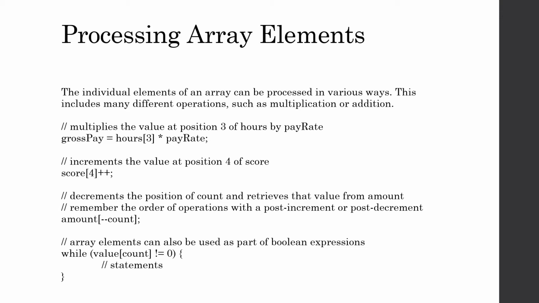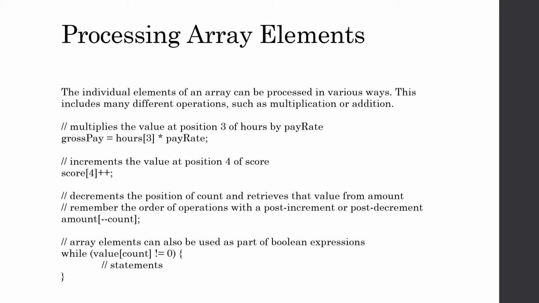Another example that we have right here: we can increment the value at some position, say maybe position 4 of an array that we call score. So we've got score at position 4, and we see the plus plus, so we have that increment operator. We're essentially just taking whatever value is at that position of the array and incrementing it by 1.